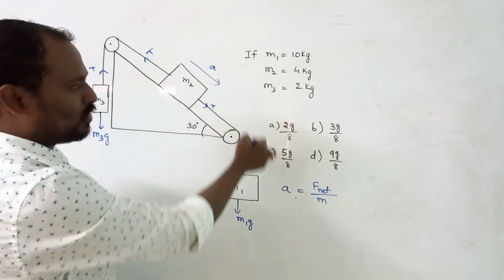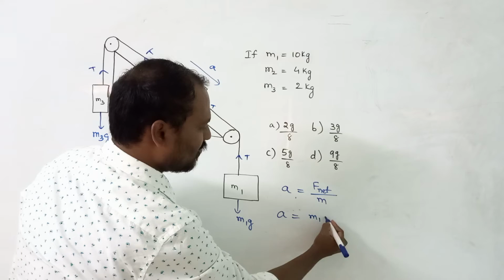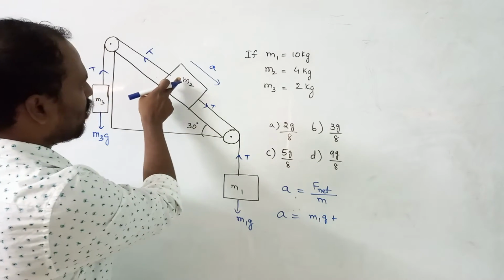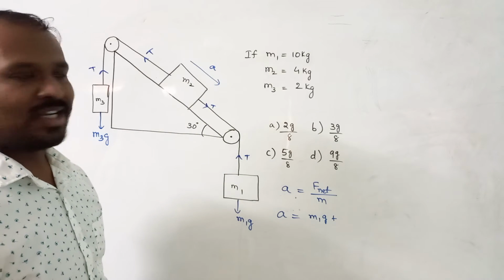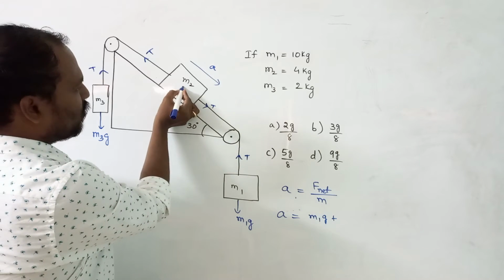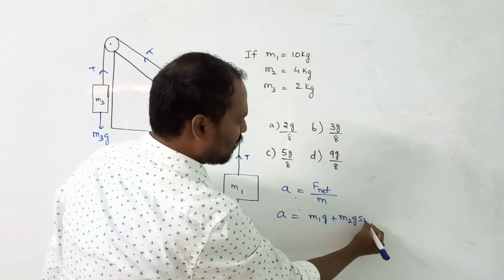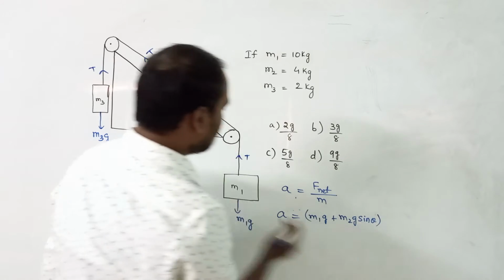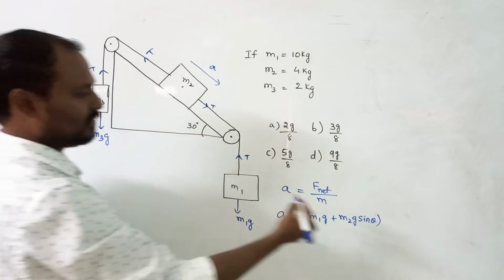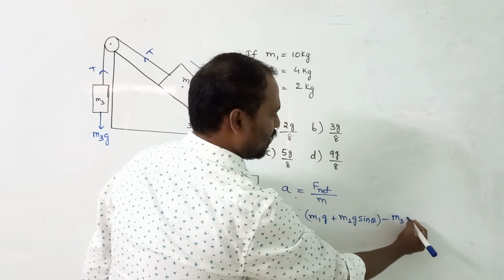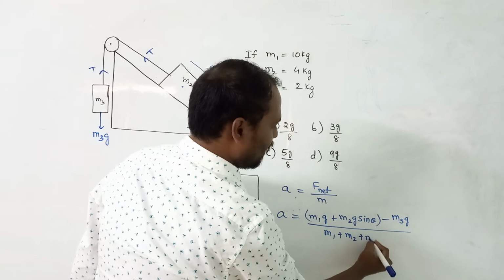So what is the weight or force acting on this side? We will write the weight as M1G plus, since the block is on an inclined plane, the weight is resolved into two components, horizontal and vertical. You should know the idea about it. In this case the force is M2G sine theta. This is the force acting on this side, minus M3G, divided by M1 plus M2 plus M3.